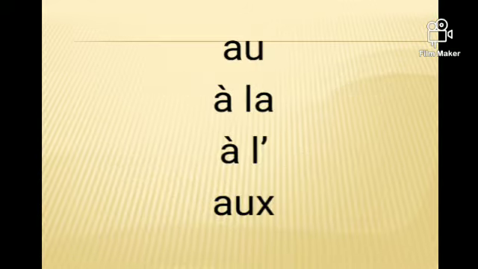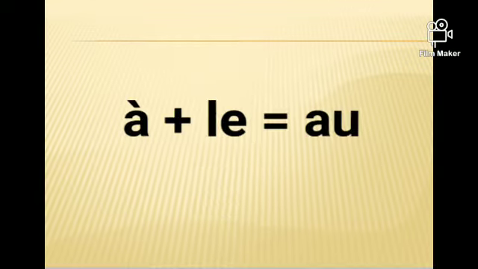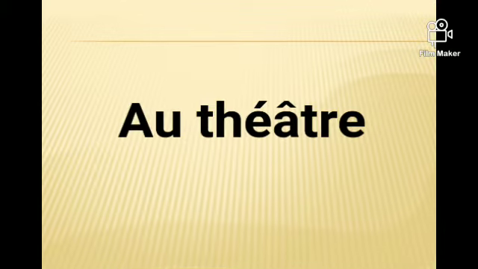With à, we have au, à la, à l', and aux. So, as I have already mentioned, articles contractés are formed by joining the preposition and a definite article. Here we have au, formed by joining preposition à, masculine singular, and article le. Example, au théâtre.